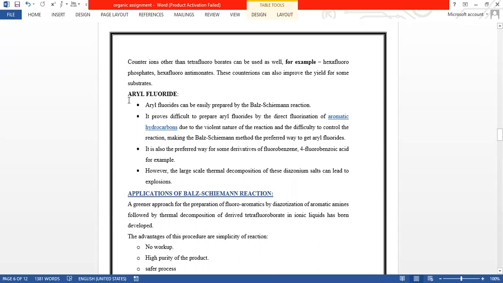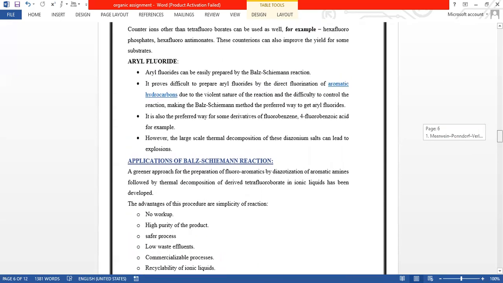So I'm going to talk about the aryl fluoride. Aryl fluoride can easily be prepared by the Balz-Schiemann reaction. It is difficult to prepare aryl fluoride by direct fluorination of aromatic hydrocarbons due to the violent nature of the reaction and the difficulty to control it, making the Balz-Schiemann reaction the preferred way to get aryl fluorides. It is also the preferred way for some derivatives of fluorobenzene, 4-fluorobenzoic acid for example. However, large scale thermal decomposition of the diazonium salt can lead to explosion.